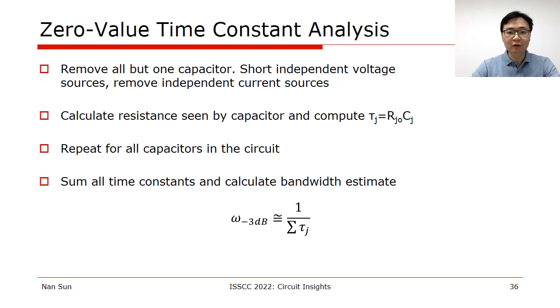So first, remove all but one capacitor, short independent voltage sources, and remove independent current sources. Then we calculate the resistance seen by the capacitor and compute a time constant, which is equal to RC. And then we repeat for all capacitors in the circuit. At last, we sum all time constants and calculate the bandwidth estimate, omega 3 dB, which is 1 over the summation of all the time constants that we have calculated.